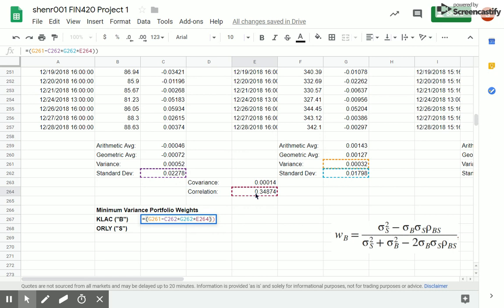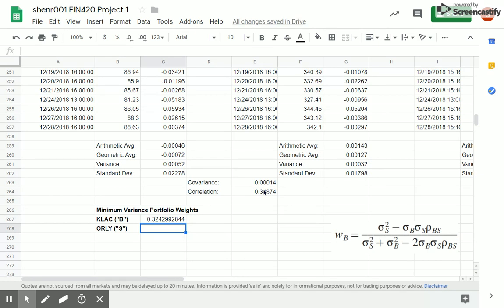Close parentheses, that's my numerator, divided by, in the denominator, the variance of S, that's O'Reilly, again, that's this cell, plus the variance of KLA, that's this cell, minus a product here, 2 times sigma B, that is this, times sigma S, that's this, and the correlation once again between the two. Close parentheses. I have one too many. There, that works. Looks like an answer.